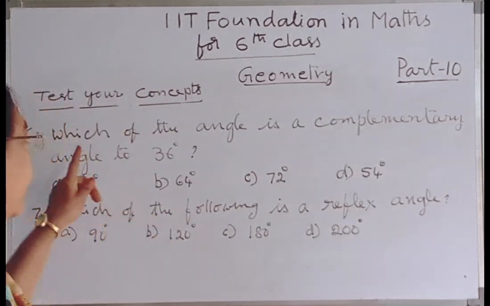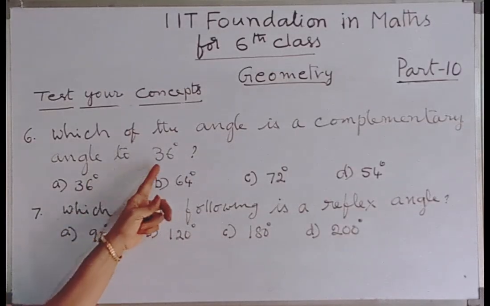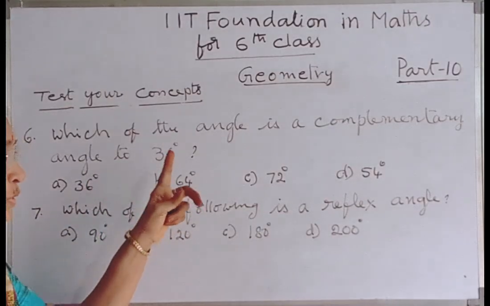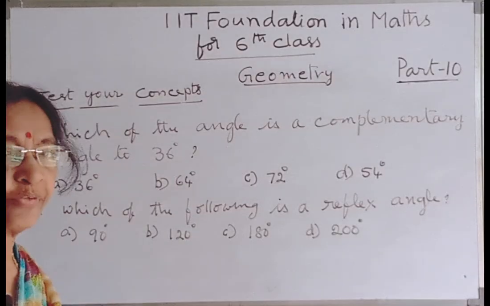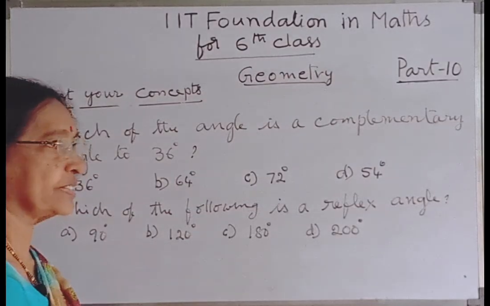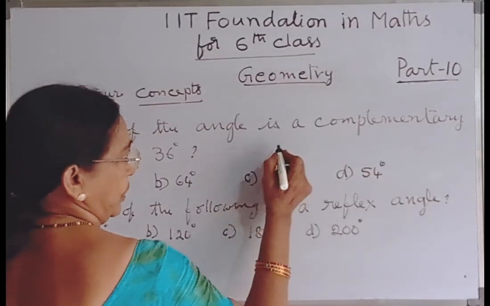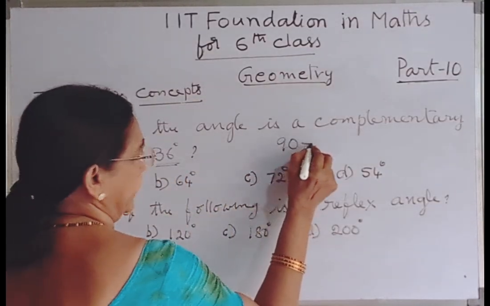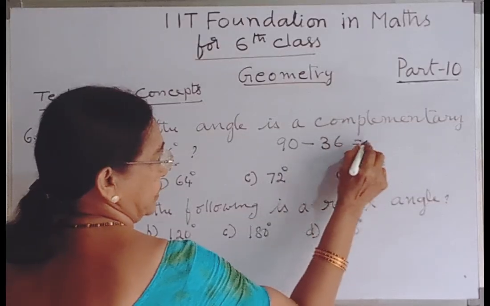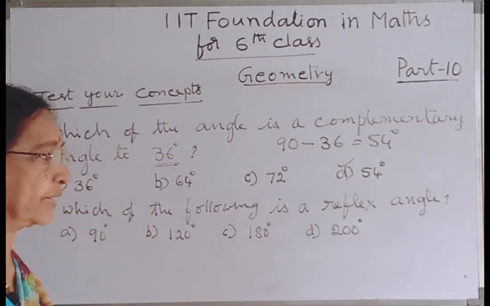Next, which of the angles is a complementary angle to 36? The sum of the two angles is 90 degrees, so one angle is complementary to the other. So the complementary angle for 36 is 90 minus 36, which is equal to 54 degrees. So option D is correct.